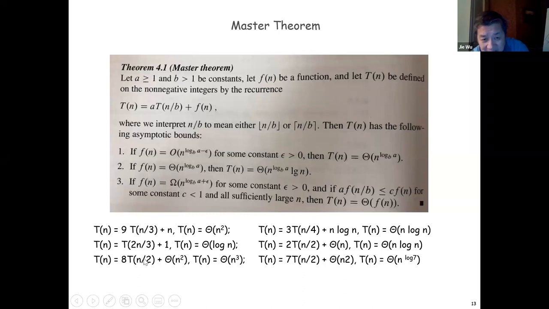And this one is divided by two, you have eight copies, but the combine function is n squared, then it's n cubed. And if this one is log n times log n, the result is still log n log n. But if this one is n, it's still n log n, and so on. I think this is a typo, this should be n squared. Anyway, if you don't remember or need to refresh your memory, you can go through that. There's one question in the homework assigned on this, but we assume you already know it, so we skip that.